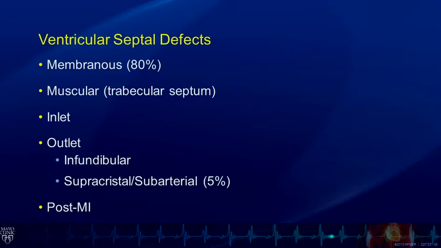in the adult, which by definition must be all a muscular defect. The outlet defect goes by multiple different names, and we do see these called infundibular defects and the supracrystal or subarterial defect. All, however, are defects in the outlet muscular septum.